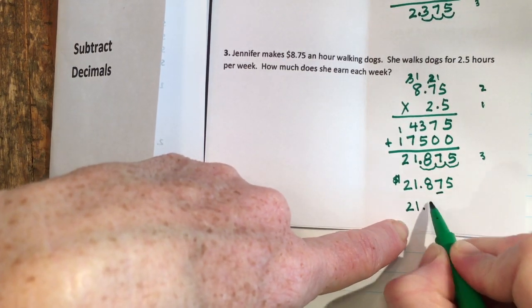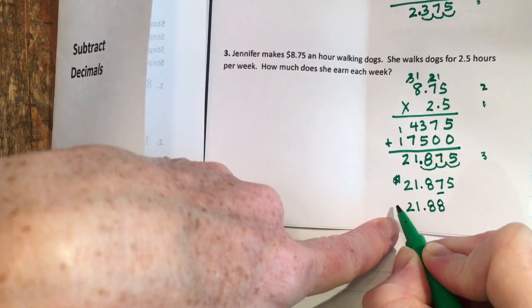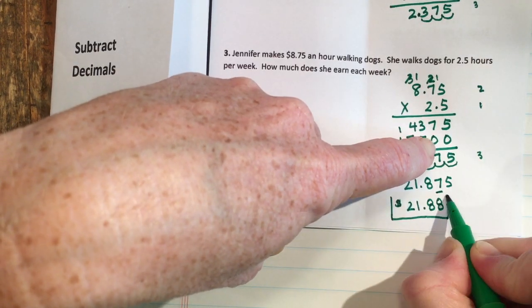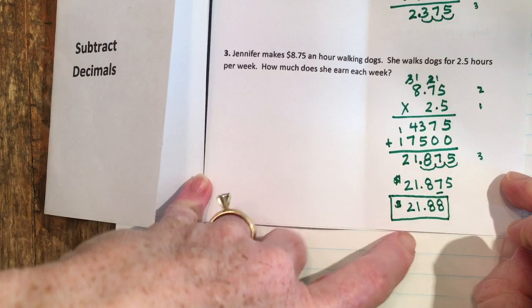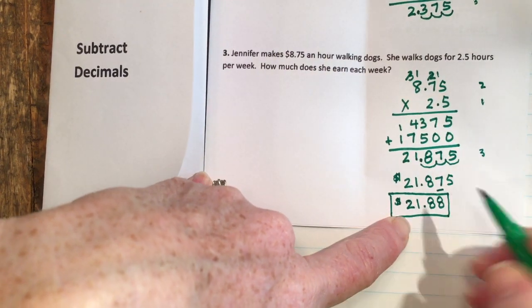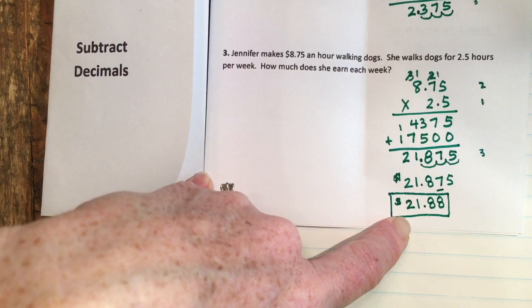So this becomes $21.88. If it's not greater than 5, then I would have just left it as a 7, and it would have been $21.87. All right, so my final answer for this one is she earns $21.88.